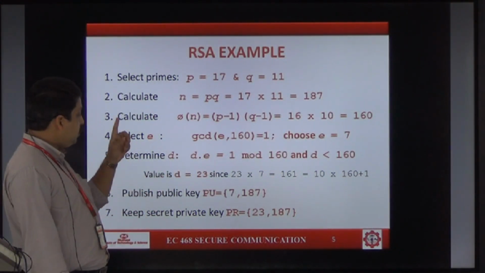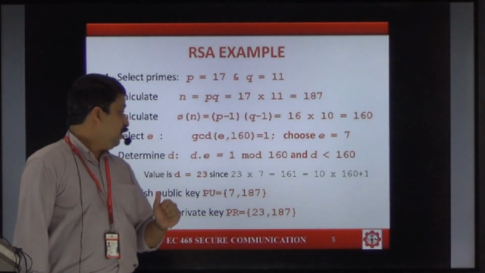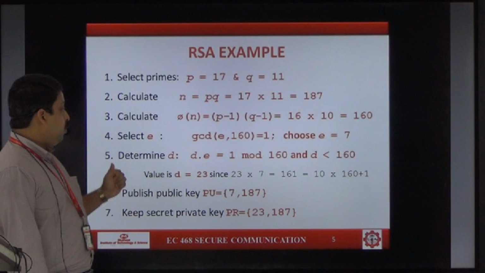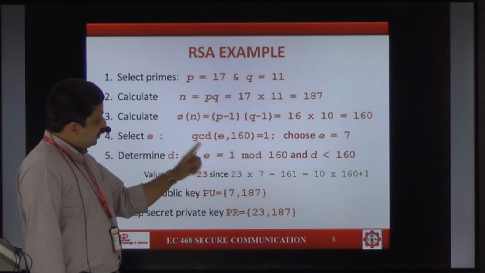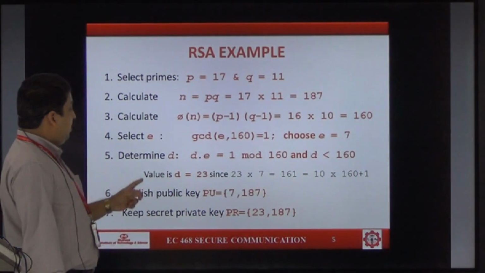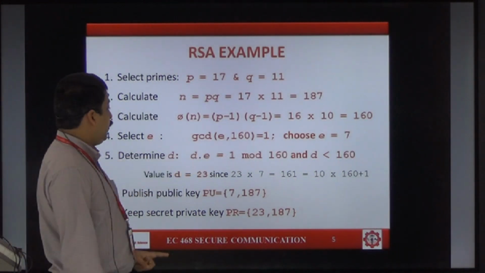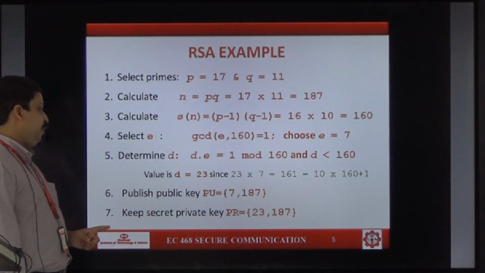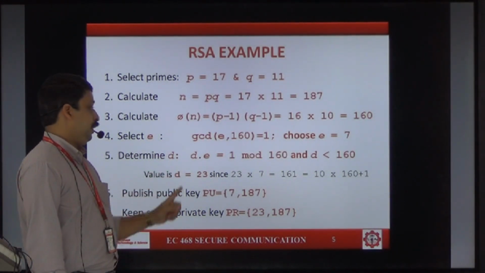Now we need to find the value of D in such a way that D into E is 1 when you take the modulus operation mod phi of N, and another condition is that D should be less than phi of N. Now we will find the value of D that satisfies this condition, D into E is equal to 1 mod phi of N. The calculated value of D will be 23.